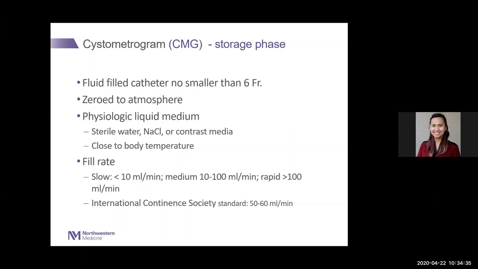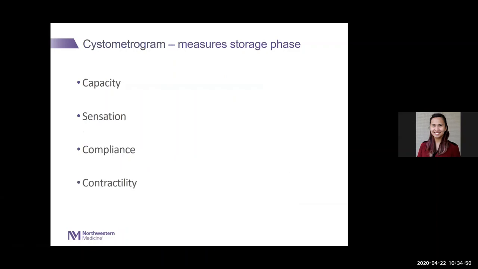Contrast that to a patient that came into the emergency room with 2 liters in his bladder from outlet obstruction. You probably don't want to fill that person at 10 ml per minute when you evaluate for outlet obstruction and for contractility, because you're going to be there all day. So the storage phase: the capacity, what I call the functional capacity, when does the patient feel full, their sensation, the compliance, and the contractility, that is, are they having uninhibited contractions or not?